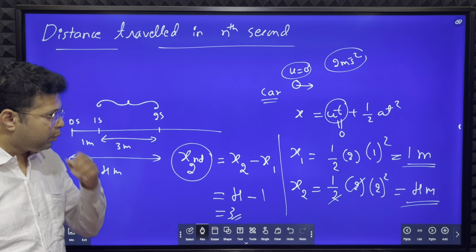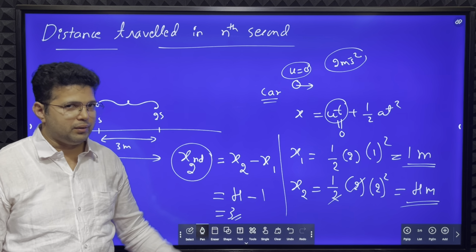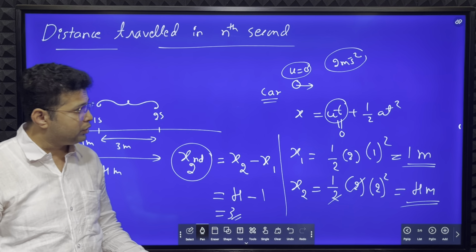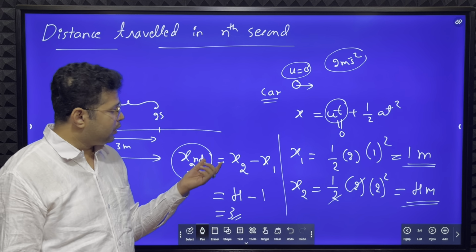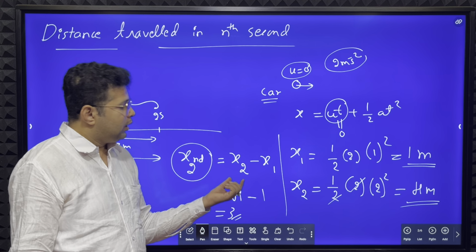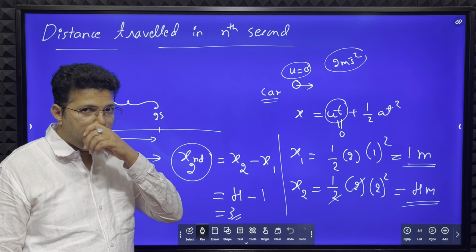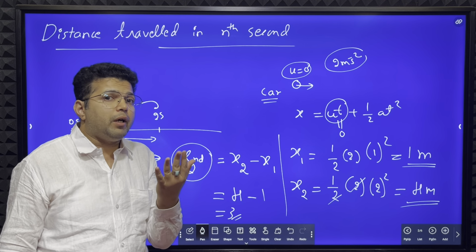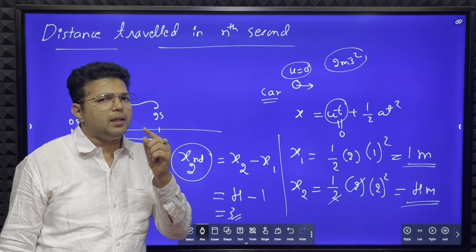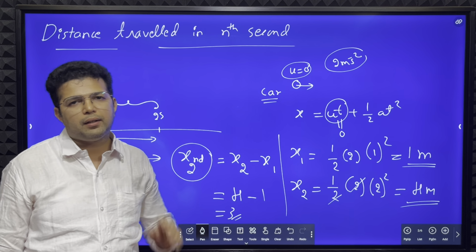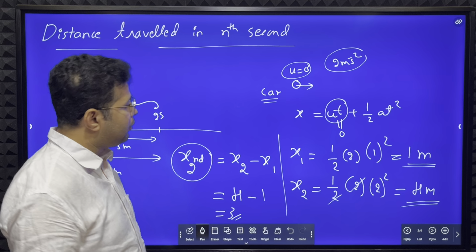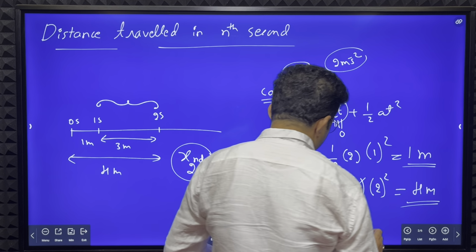But what we have to do is two calculations. First, we have to find the distance traveled in 2 seconds. Then we have to calculate the distance traveled in 1 second. Then we have to subtract. So instead, we are going to derive a single formula. If you substitute, you should get the direct answer. For that, we will see what we have to do.